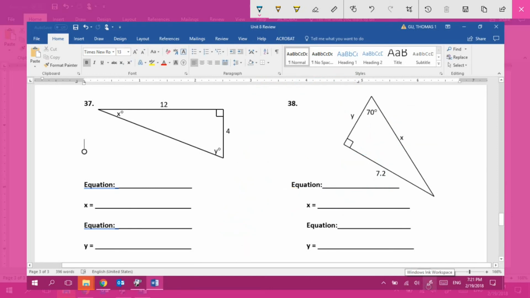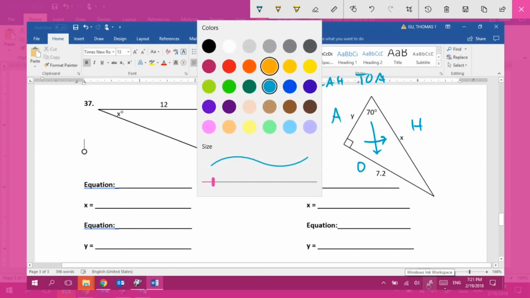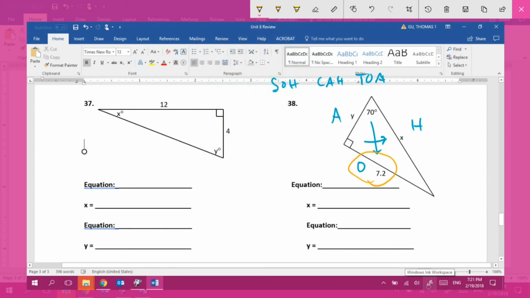Now let's say you want to find y though. You want to find y, okay? So let's first label our sides again, and let's write SOHCAHTOA. You're going to have to memorize this for the test. So hypotenuse is going to be across from the right angle. That's over here, x. Now opposite side is across from 70 degrees. 7.2 is the opposite side. That means adjacent is the y. Now remember, this time we're looking for y. So we're given the opposite still, but we're looking for the adjacent, which is y.